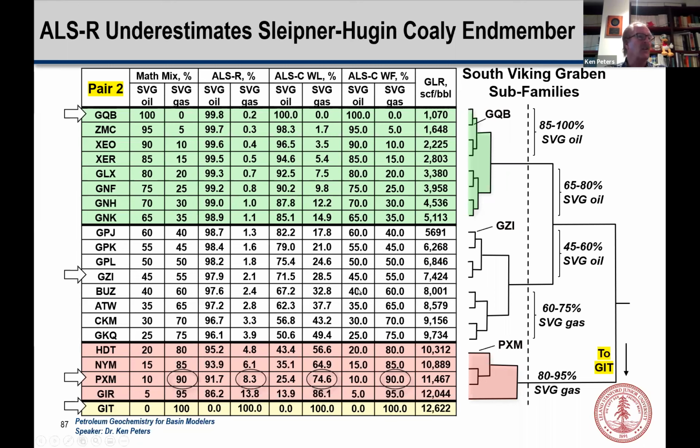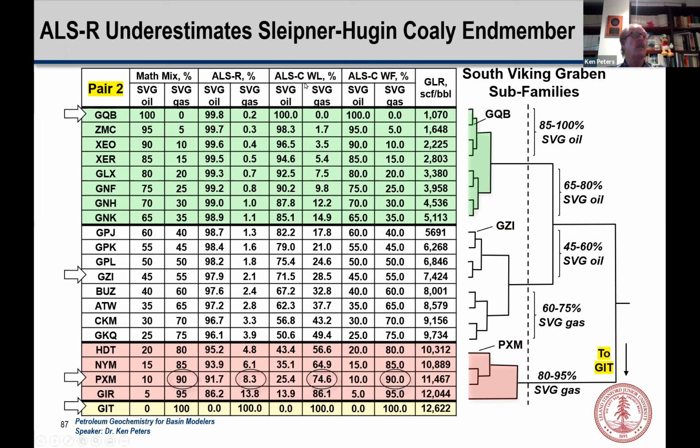Look what happens. Here is an example right here, PXM. The mathematical mix, that's actually the true mix, is 10% SVG oil and 90% SVG gas. If you use the ratios I showed you in one of the earlier figures to break those apart, it only estimates 8% SVG gas, where there's 90% there. It thinks there's 92% oil there. That's deconvoluting using the ratios.